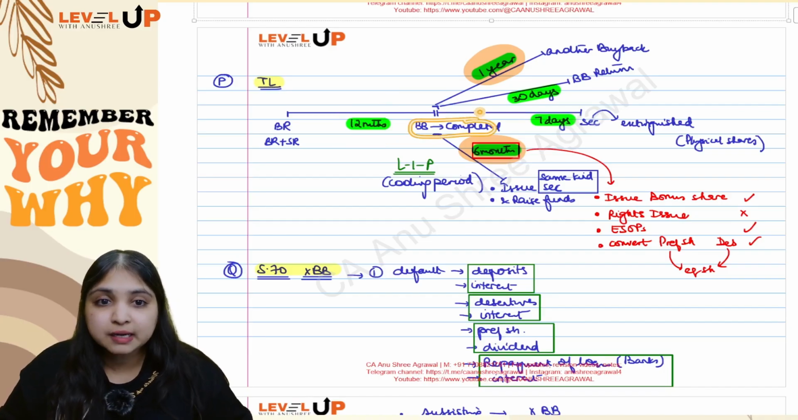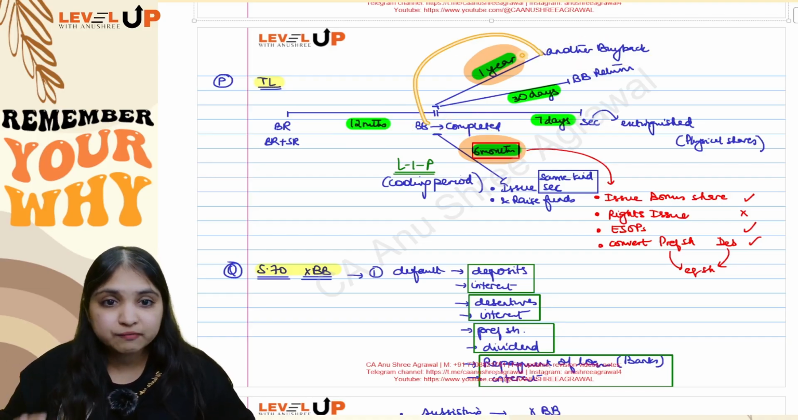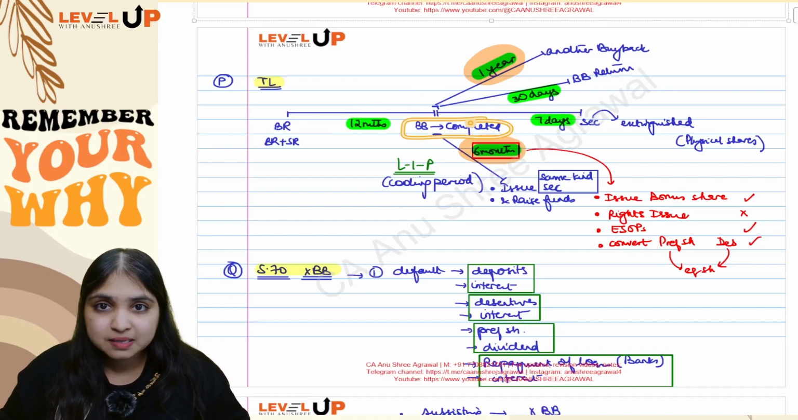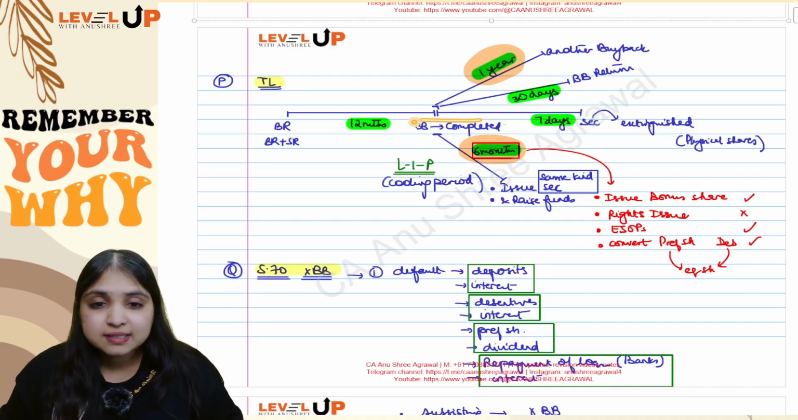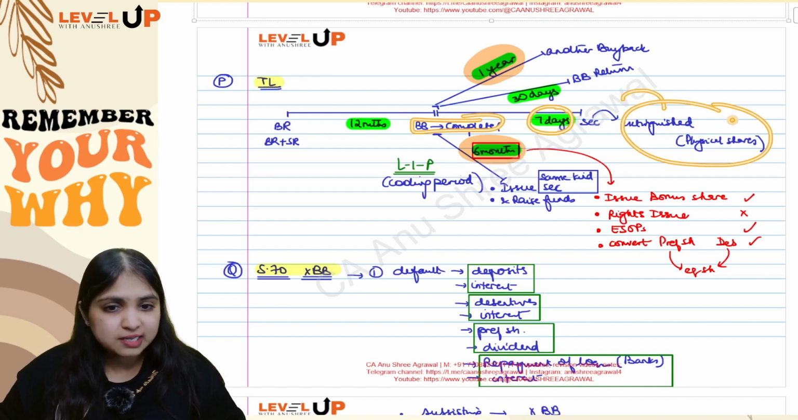Once buyback is completed, if the company wants to make another buyback, the time gap between 2 buybacks should be minimum 1 year. Then once the company completes the buyback, the company has to file the buyback return within 30 days. Just now we saw, once a company completes a buyback, within the next 7 days the securities have to be extinguished, but this point is applicable only if the shares are physical shares.